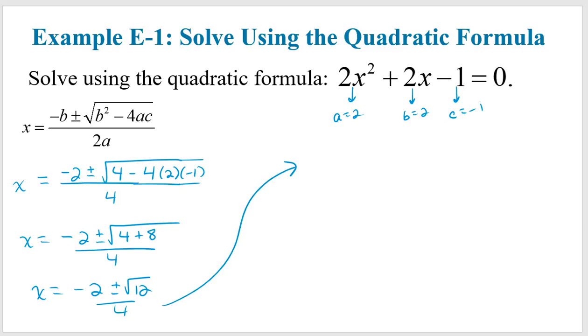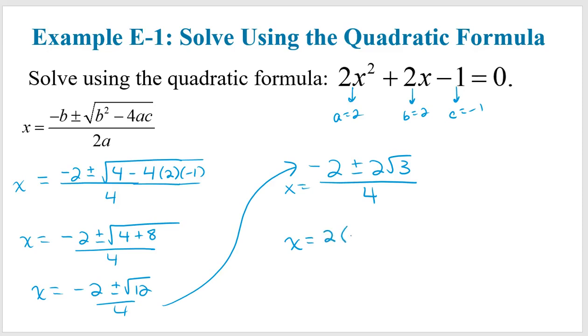Okay, notice you can simplify the square root of 12. So let's do that. So you get x equals -2 plus or minus. When I simplify the square root of 12, that gives me 2 root 3. And then all of that is over 4. Notice that every single one of these whole numbers in front is all divisible by 2. So I'm going to factor out that factor of 2.